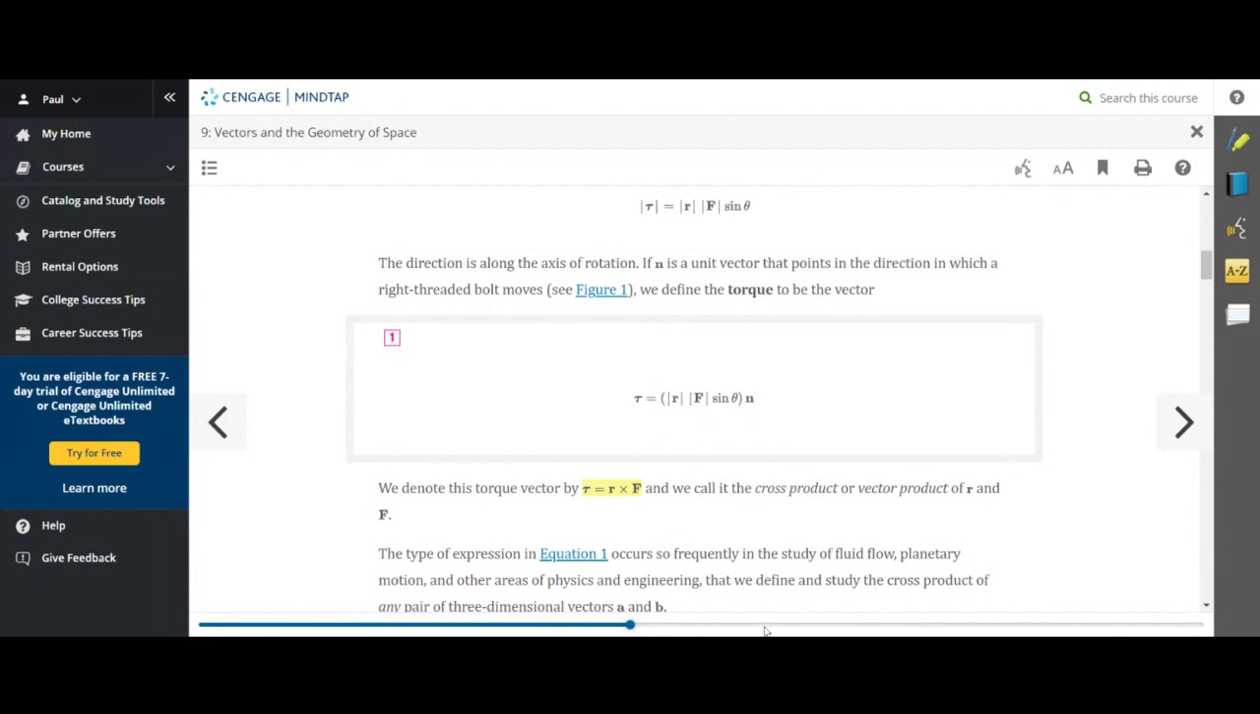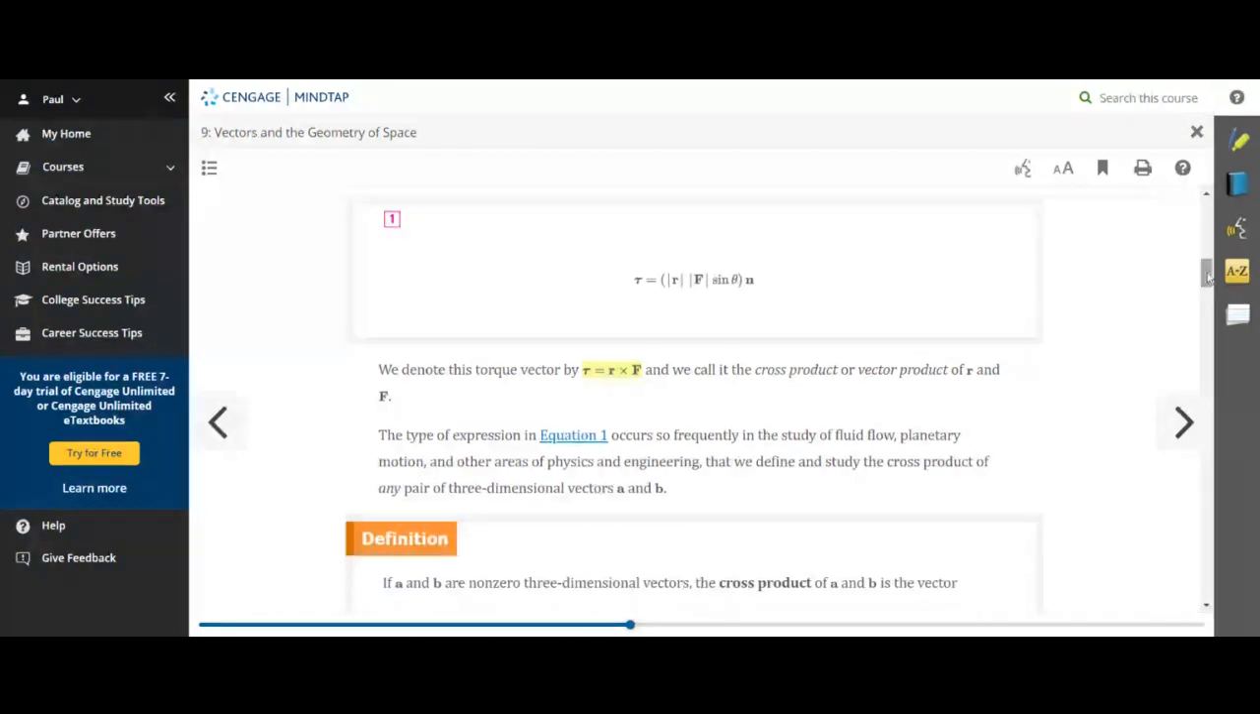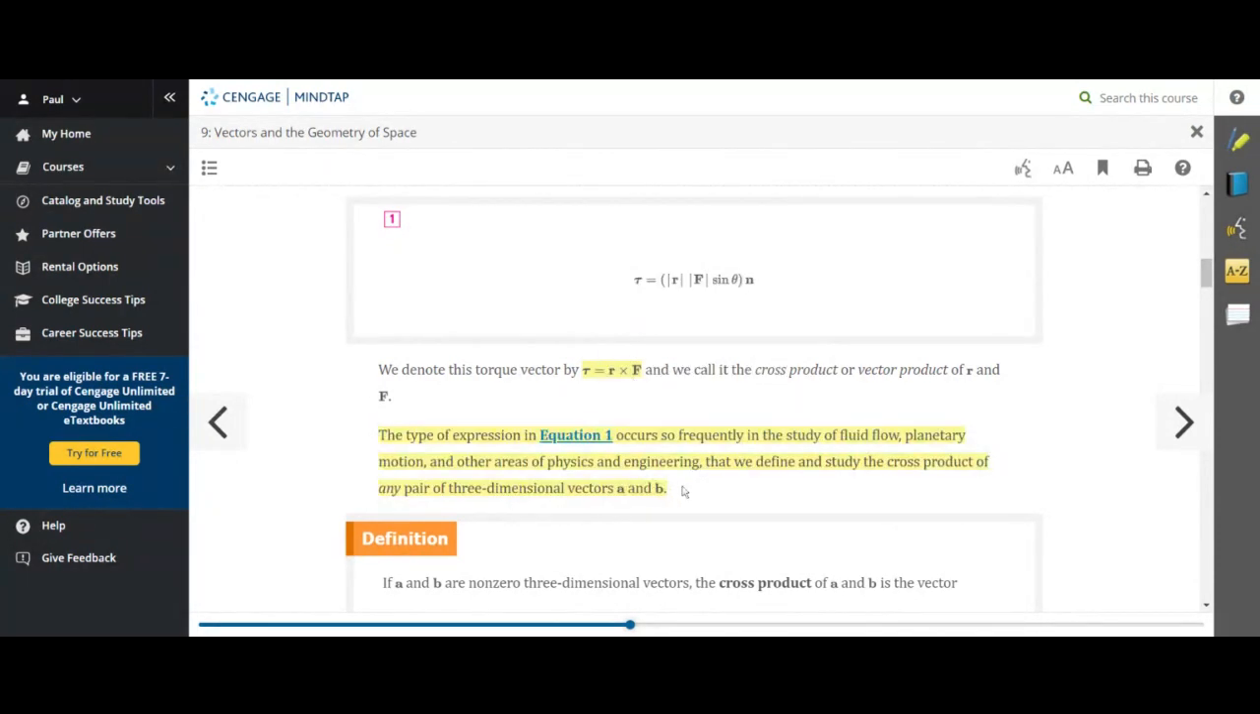So if we go down a little bit, they say that this type of expression occurs so frequently in the study of fluid flow, planetary motion, and other areas of physics and engineering that we define and study the cross product of any pair of three-dimensional vectors A and B. So this is a very widely used concept, very widely used.